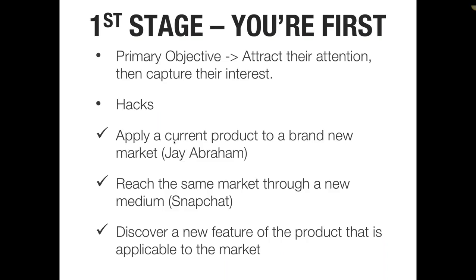The first stage in market sophistication is you're first. You are the first person in the marketplace with the product or service that provides the solution to someone's problem. If you're first, your primary objective is to attract their attention and then capture their interest. And that's it. Attract their attention, capture their interest. Those are the only two things you need to do if you are first to market.